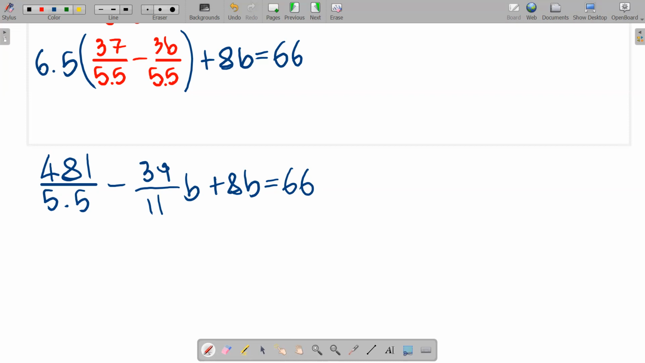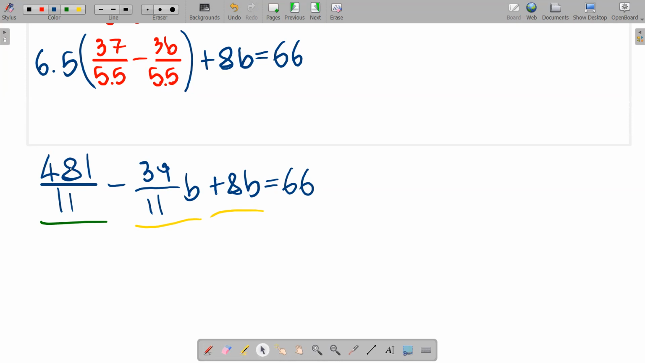Now what I have to do is bring everything that is a variable on one side, and in this case we already have it, and everything that is a constant, so it doesn't have any variable, on the other side, which is in this case this weird fraction that I'm sure I didn't write properly. Sorry. This one is not 5.5, this is 11. Sorry about that.